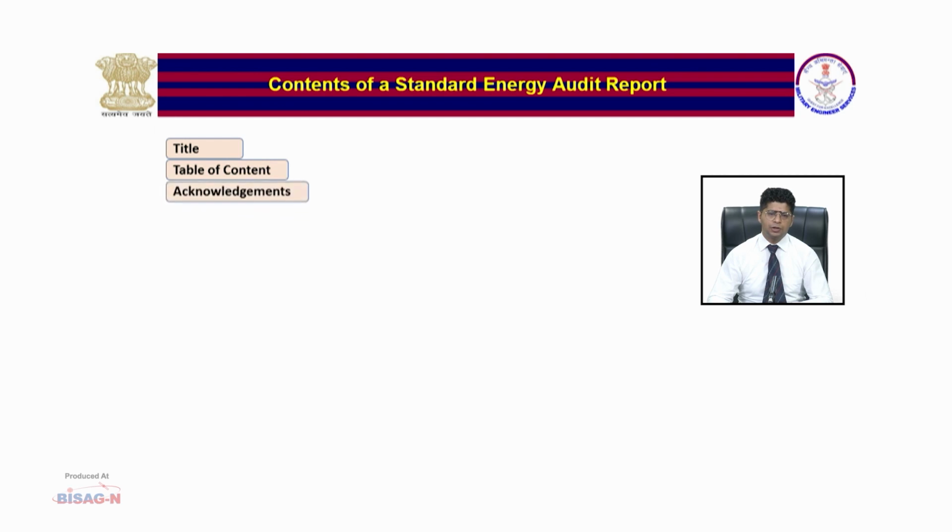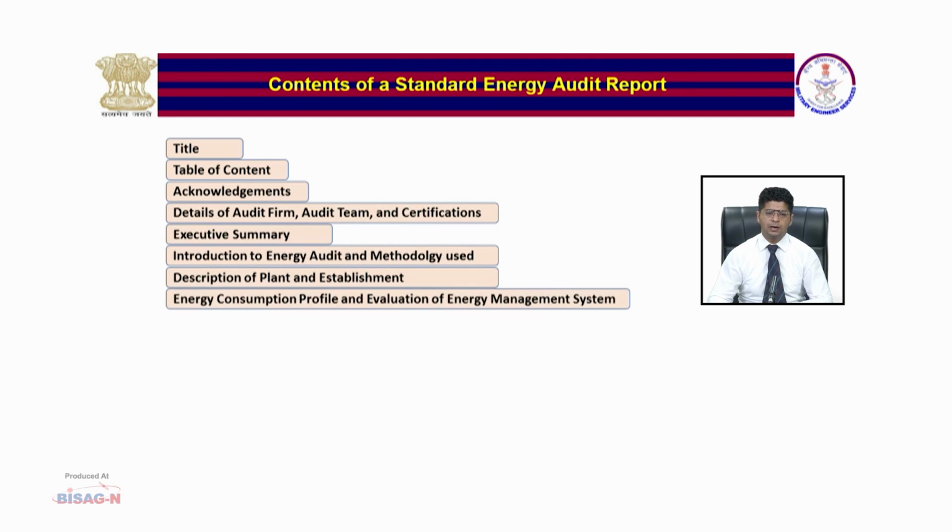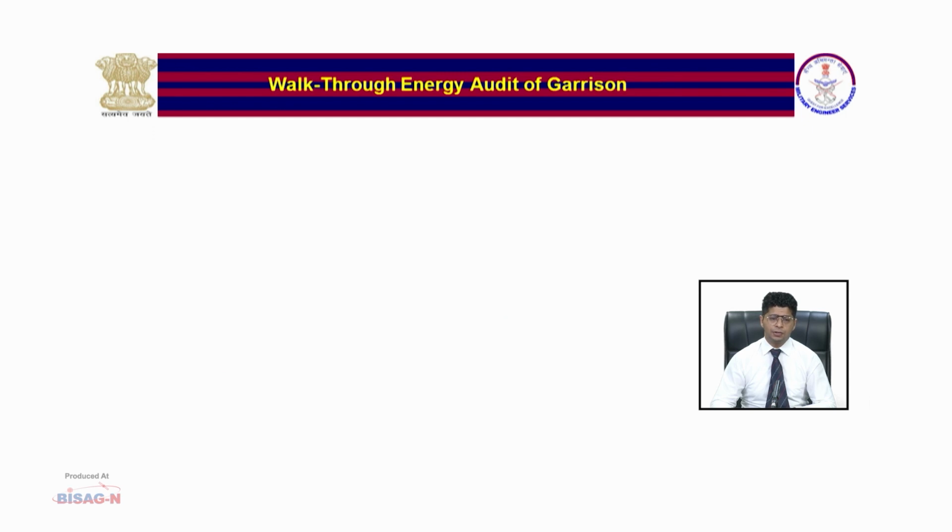Then acknowledgements, then a page containing details of the auditor firm, audit team, and certification, an executive summary, then introduction of the energy audit and methodology used for conducting the audit, then description of the plant and establishment, then energy consumption profile and evaluation of energy management system, then equipment or system specific section reports, and finally the summary of recommendations and action plan. After all this theory part, let's quickly take a look at contents of a sample walkthrough audit in reference of a garrison establishment.